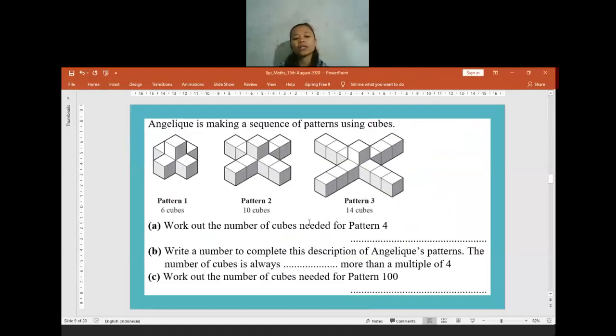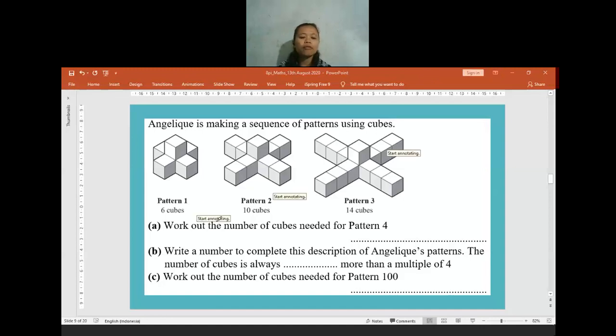So in here, I have cubes. I already made 3 patterns, pattern 1, pattern 2, and pattern 3. Now your job, you need to find pattern 4. Anyone want to help me to find pattern 4? How many cubes will be there?